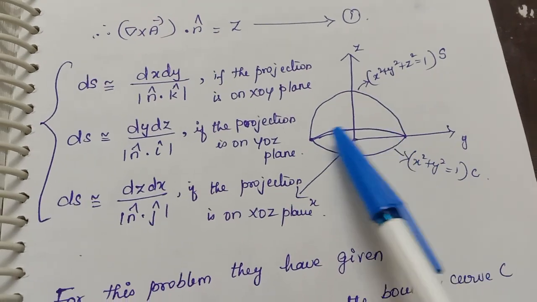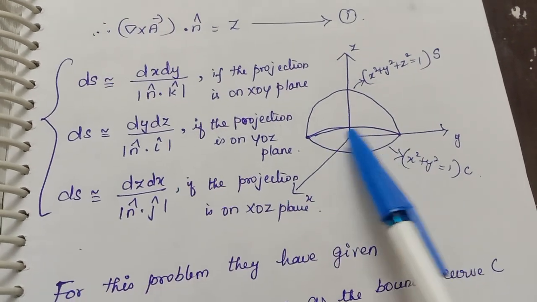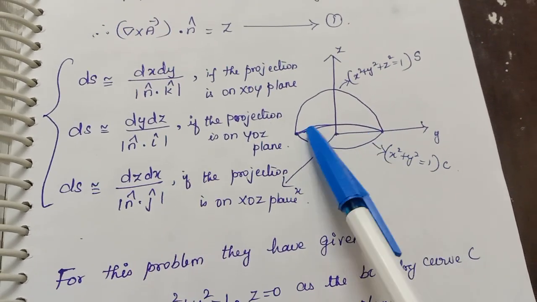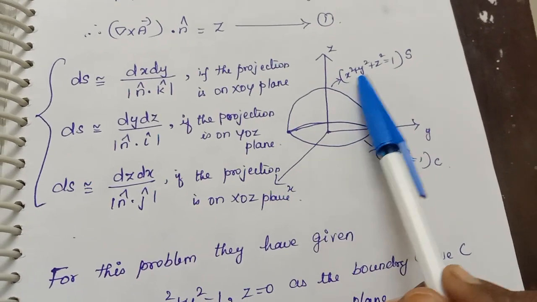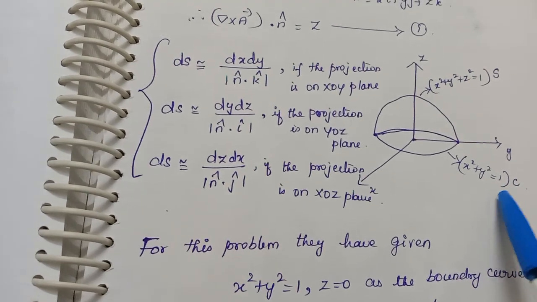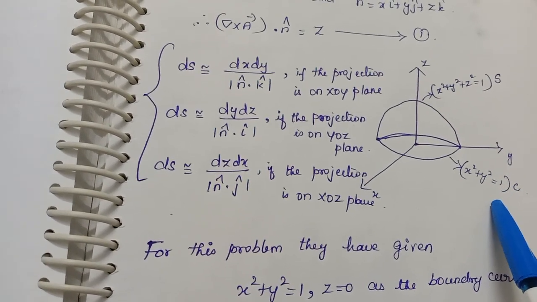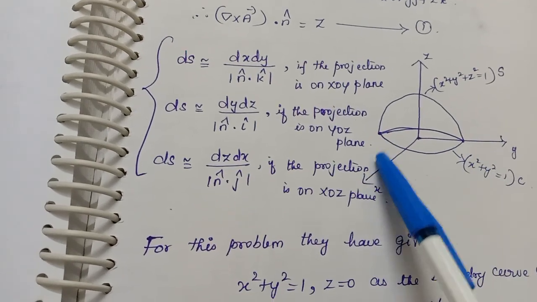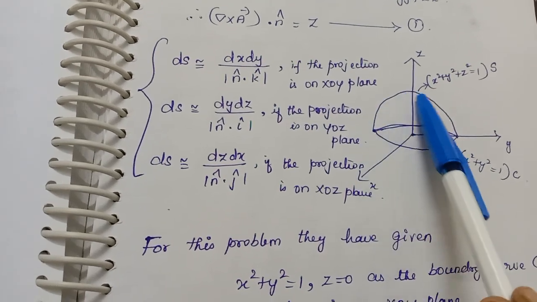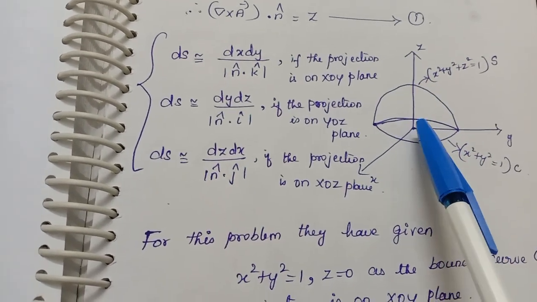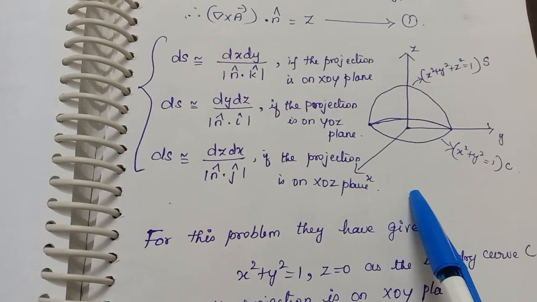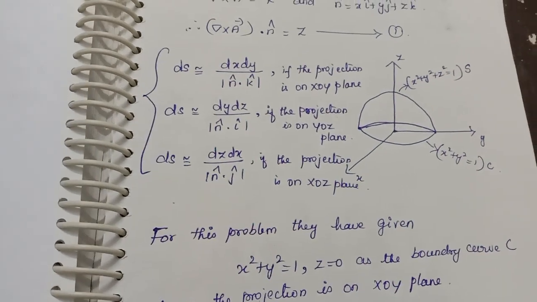So this is the hemisphere, and this curve is the circle. Whenever you cut a sphere into two parts, the boundary will be a circle. So this is the surface, x square plus y square plus z square equal to 1, and this is the boundary, x square plus y square equal to 1, boundary curve C. And which part of the sphere have we taken? Two parts are there. We are taking only the part for which z is positive, along the positive z axis. Below this z will be negative, so we are not taking this part.